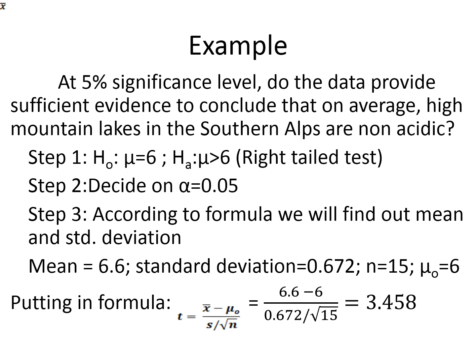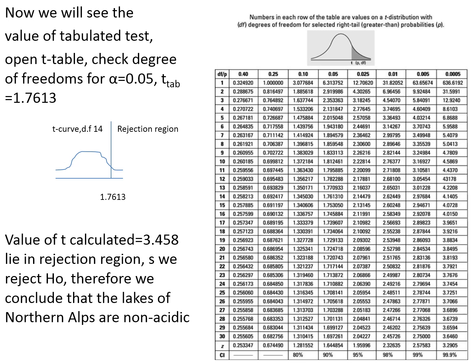Decide on alpha 0.05. According to the formula we will find out mean and standard deviation. Mean formula is summation x upon n, and standard deviation formula is summation x minus x bar whole square divided by n minus 1, whole under root, and n is equal to 15, mu is equal to 6. Now we will see the tabulated value of the t-test for degree of freedom 14. This is 14 and 0.05.